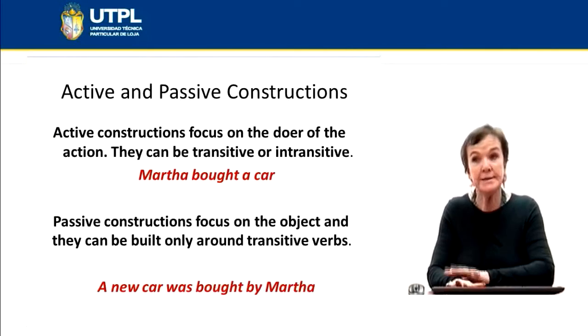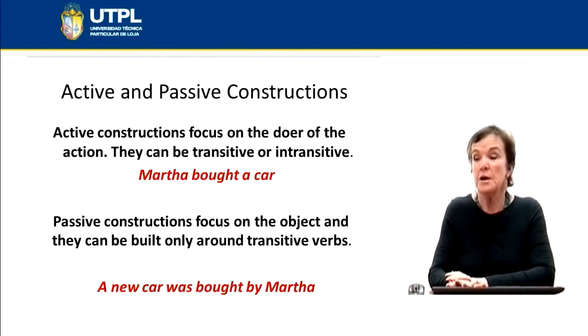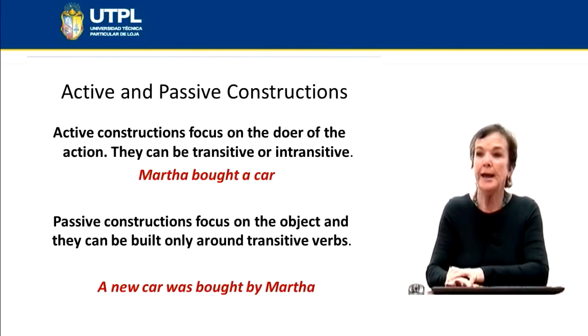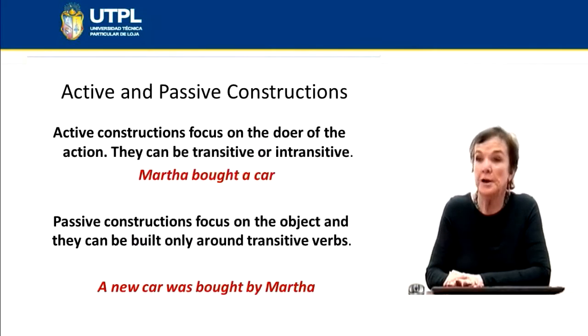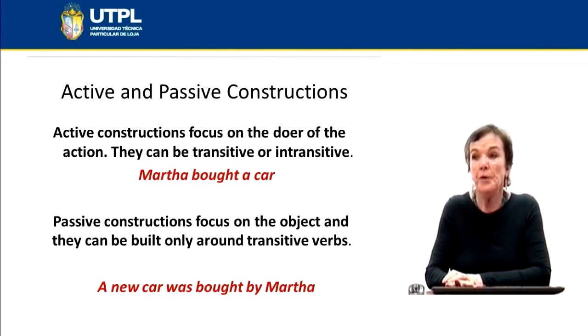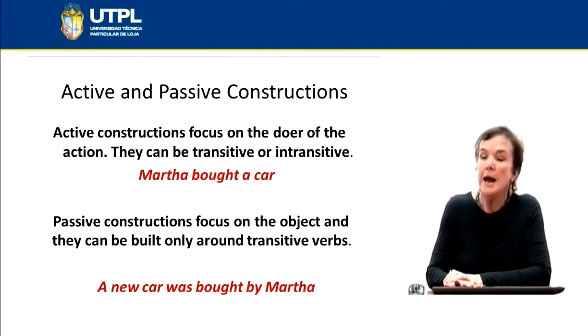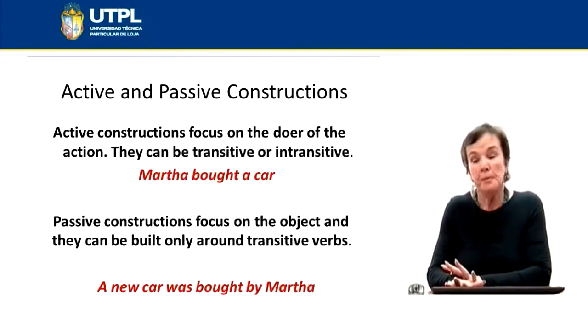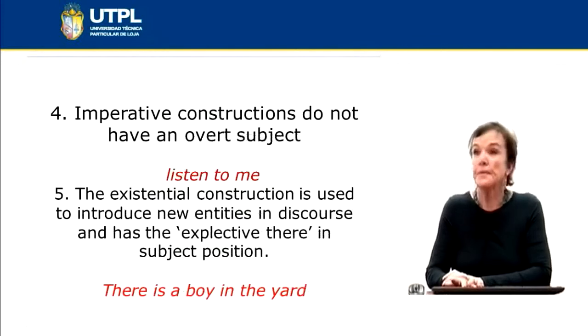Look at the example. A new car was bought by Marta. Here, a new car is in subject position. We can say that a new car is the grammatical subject. Was bought by Marta. And Marta is the agent because even being after the preposition by, Marta is the performer of the action of buying.